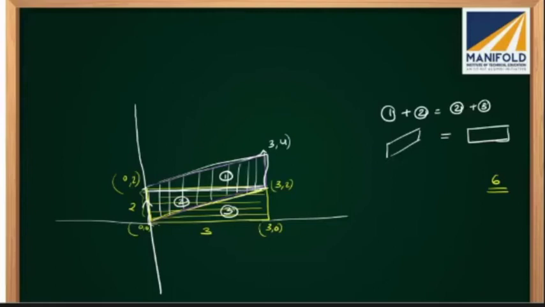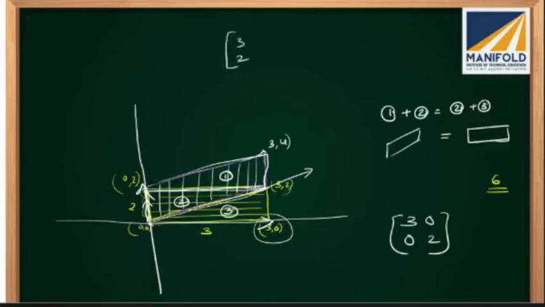Now, if I draw the column space corresponding to this particular rectangle, what will it be? The column space will be this vector and this vector, that is, 3, 0 and 0, 2. Now, what will be the column space of the parallelogram? It is defined by two vectors. One is this particular vector, that is 3, 2, and the other one is 0, 2.